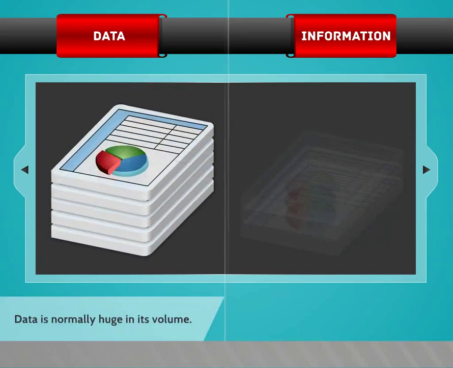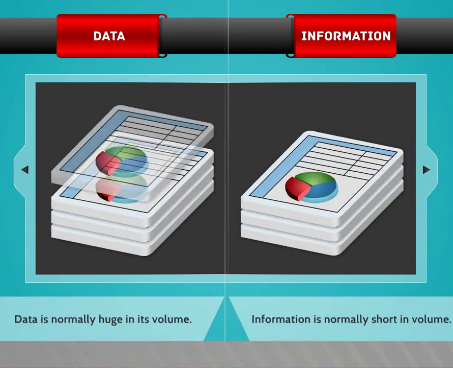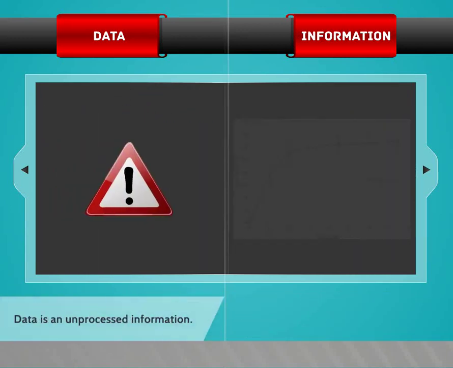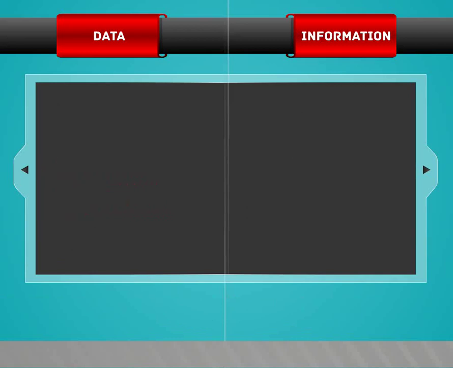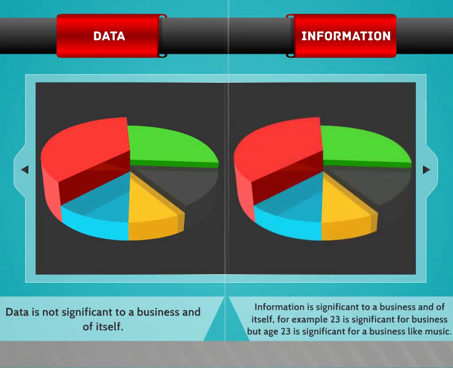Data is normally huge in its volume. Information is normally short in volume. Data is unprocessed information. Information is a collection of processed data. Data is not significant to a business in and of itself. Information is significant to a business in and of itself. For example, 23 is not significant for business, but age 23 is significant for a business like music.